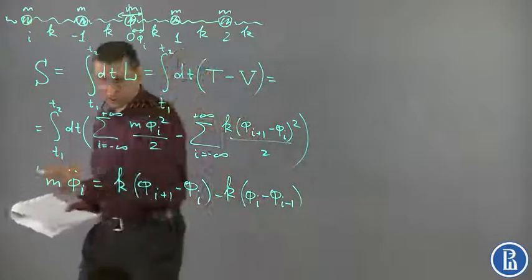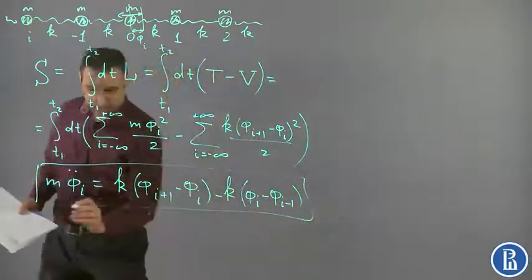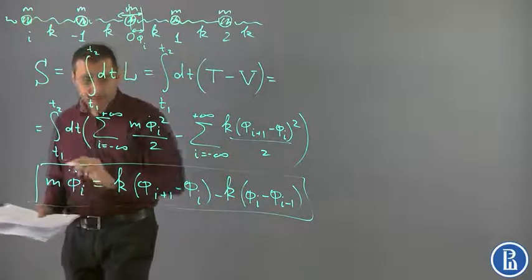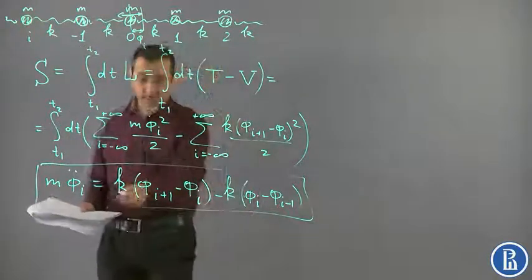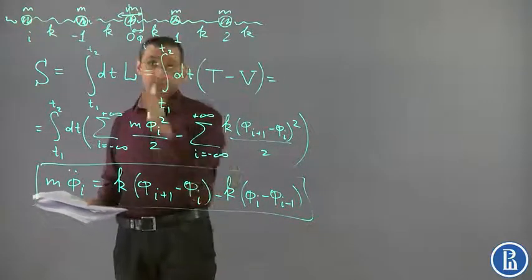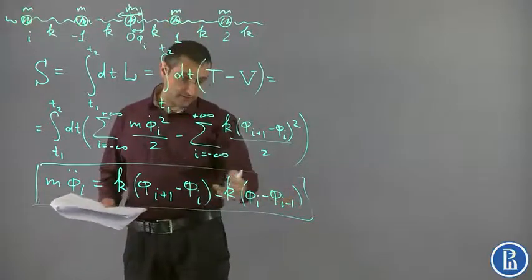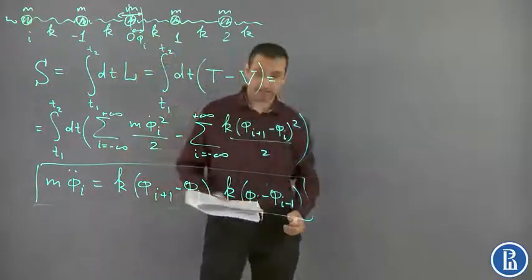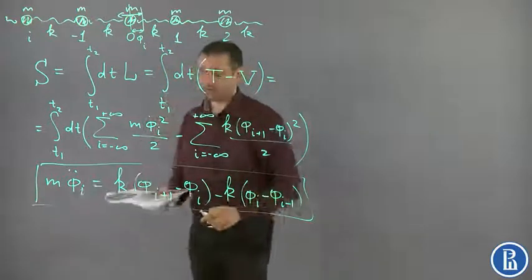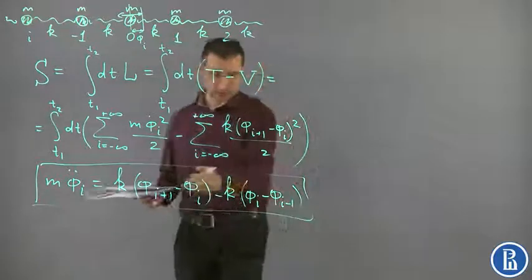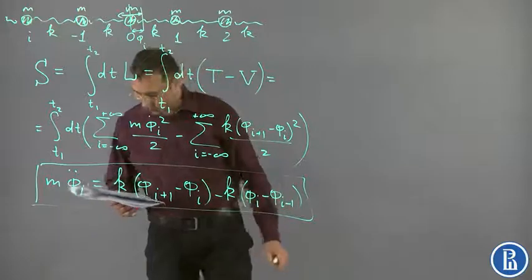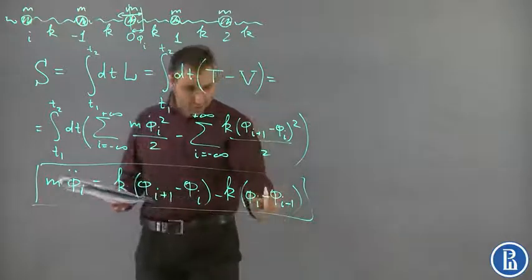So the meaning of this formula is very simple. It's just Newton's second law. M times the acceleration of each particle is equal to the force acting on it from one side, by the spring on the right-hand side, and the force by the spring on the left-hand side. So these are two forces acting on this particle. The sign can be plus because this could be bigger than this one. It depends on whether the spring is shrinking or expanded.